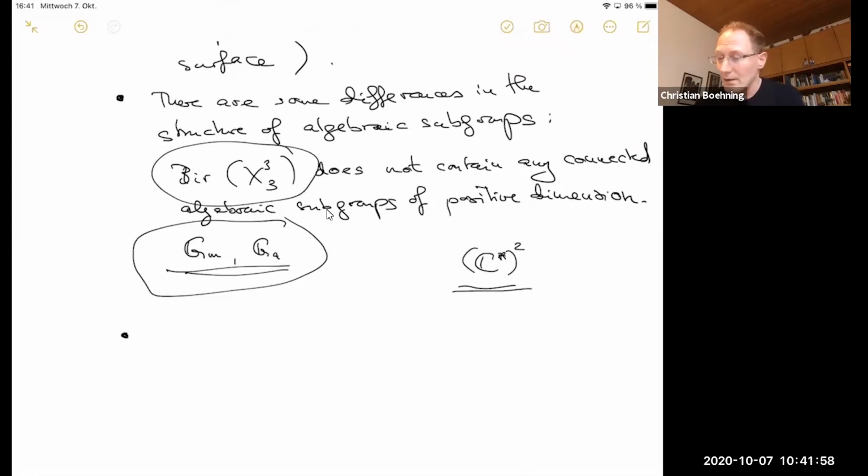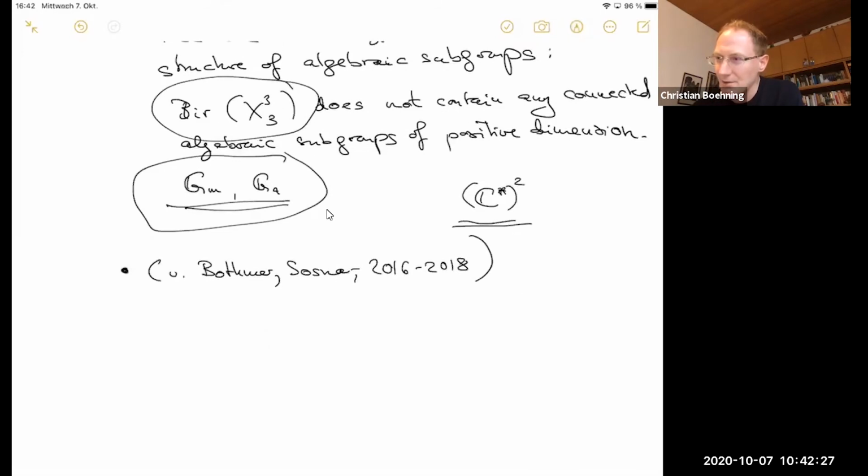And there's a third thing I want to point out here. Yes, so about birational automorphism groups very briefly. So this is work I did with von Bothmer and Sosna, well, in the period somewhere 2016 up to 2018, say, thereabouts. So we did quite a few computations for different birational automorphisms of cubics of the so-called dynamical degrees.